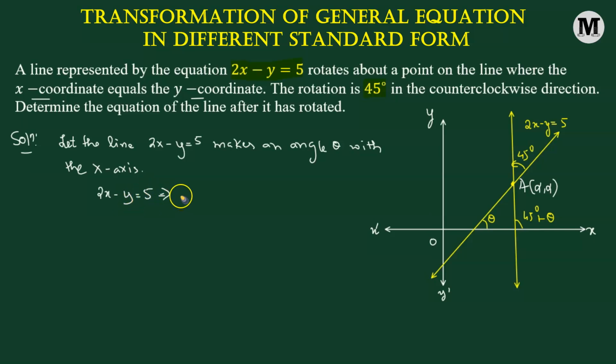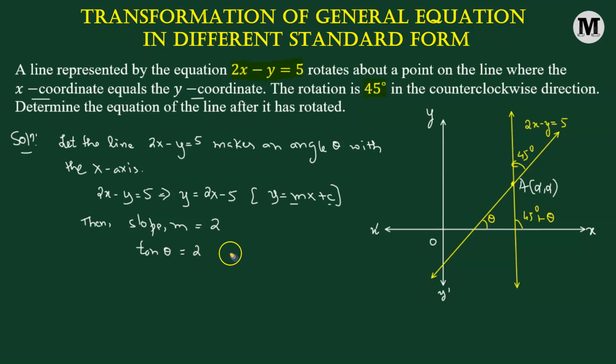Taking the equation of the line, 2x minus y equals 5, we can convert it into the slope-intercept form. That means we have y equals 2x minus 5. If we compare it with y equals m times x plus c, where m represents the slope and c is the y-intercept, then the slope m equals 2. But we know the slope is also defined as the tangent of the angle that the line makes with the x-axis. That means tangent of angle theta equals 2. Let's label this as number 1.